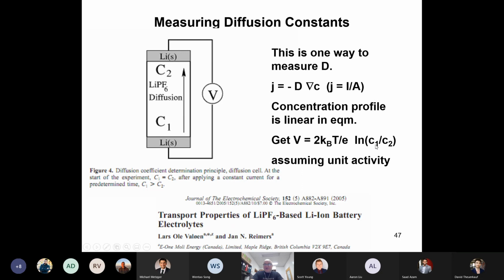The voltage difference allows you to figure out what the difference between C1 and C2 is. And then you use Fick's first law to get the diffusion constant, because the current density, J, the current divided by the electrode surface area, is related to the diffusion constant times the gradient in the concentration. So it's a very simple measurement and easy to do. So any questions about this?